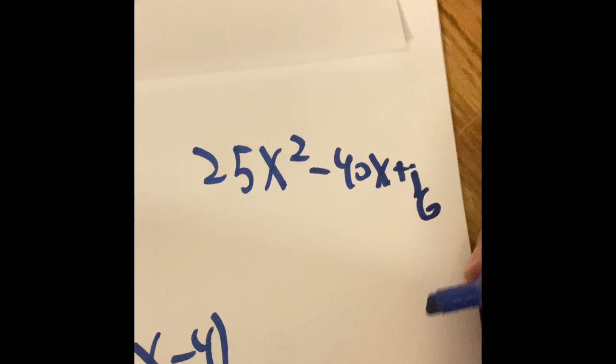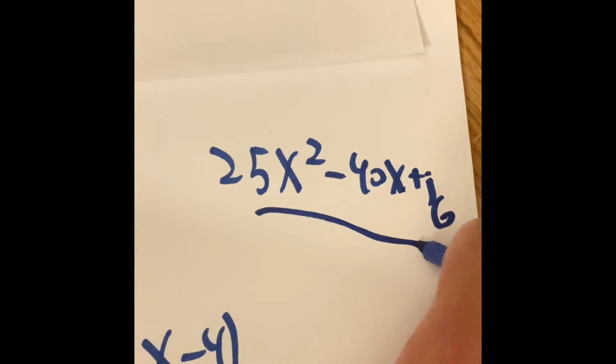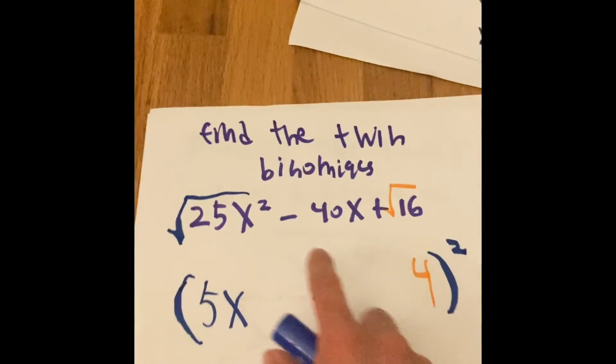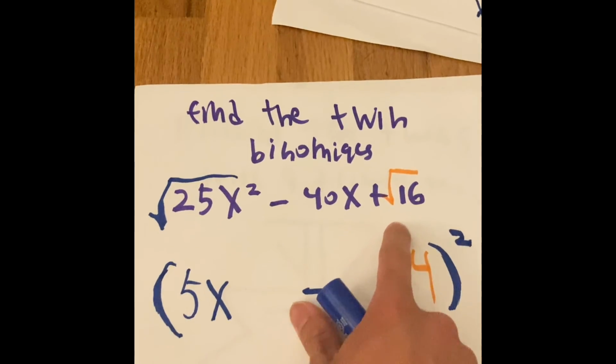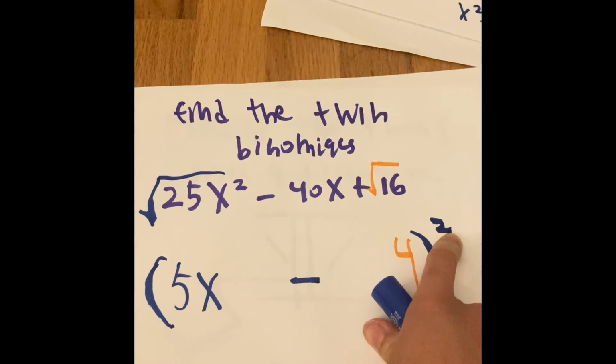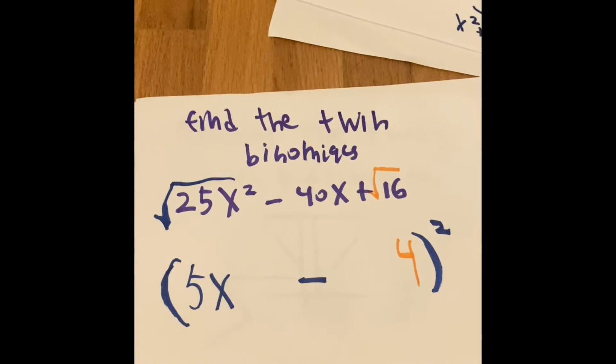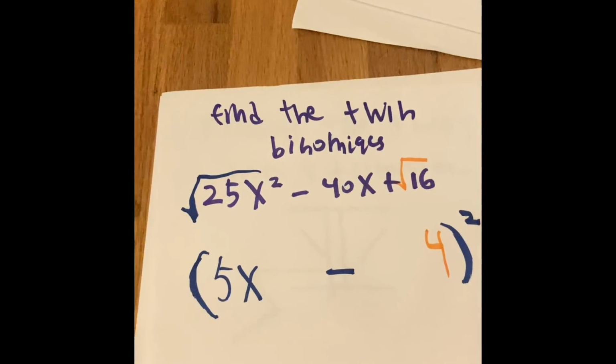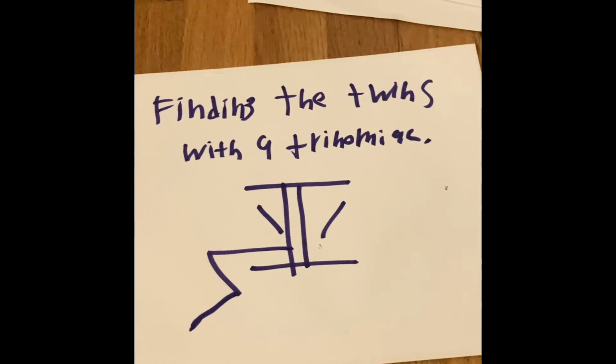And that is the exact same trinomial we got in the beginning. That means that 5x minus 4, squared, gives the two twin binomials. So that is how we find the twin binomials.